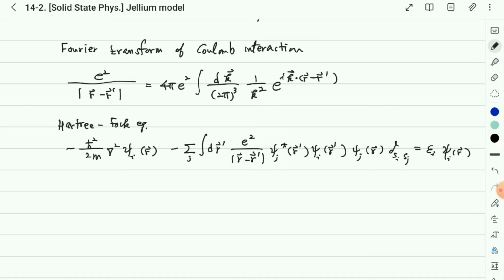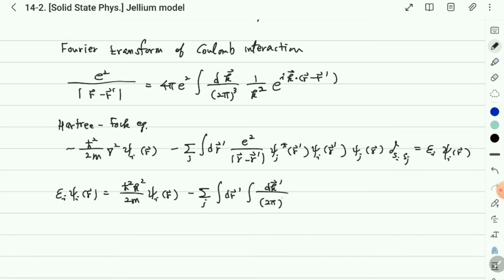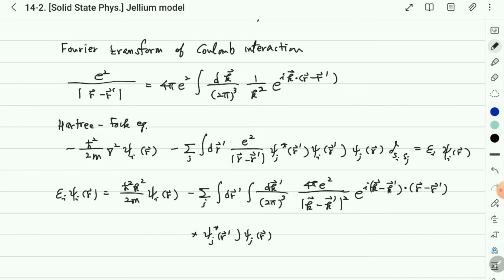Because we only consider the Fourier transform of the Coulomb interaction, epsilon_i psi_i(r) equals h bar squared k squared over 2m psi_i(r), minus the summation over j of the integral dr prime and the integral dk prime over (2 pi) cubed of 4 pi e squared over |k minus k prime| squared times exponential i (k minus k prime) dot (r minus r prime), multiplied by the wave functions psi_j star(r prime), psi_j(r) and psi_i(r prime).